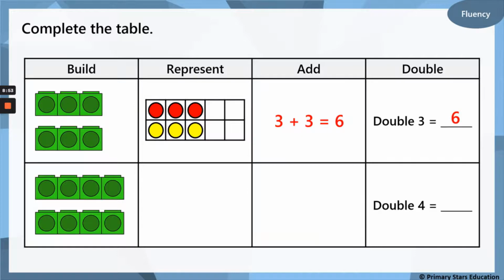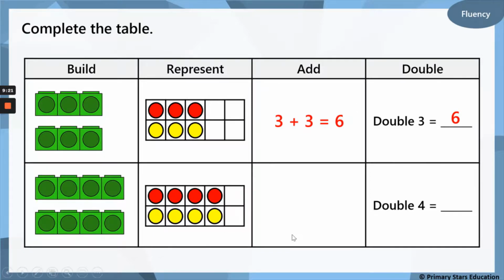So here we are doubling 4. If we were to build that with our cubes in class, this is how it would look. We would have 2 equal groups of 4. And if we represented that with an image in our 10 frame, how would it look? How many red counters would we have? How many yellow counters would we have?